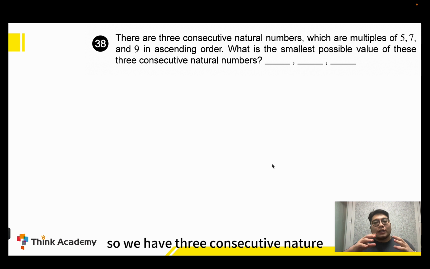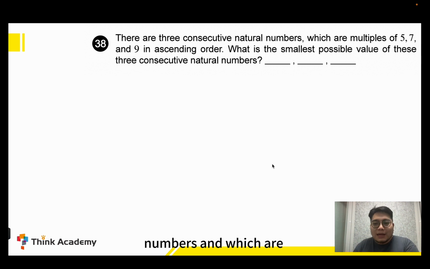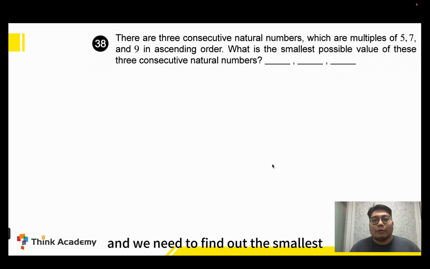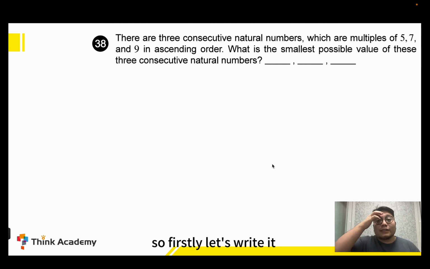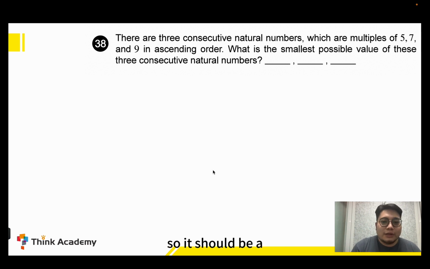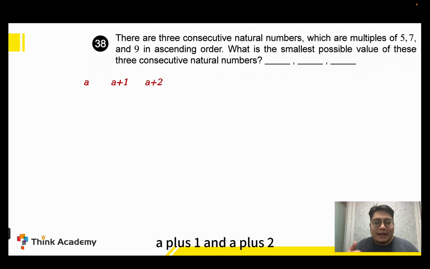So we have three consecutive natural numbers which are multiples of 5, 7, and 9. We need to find the smallest possible value of these three numbers. Firstly, let's write down these three numbers. They should be a, a plus 1, and a plus 2.